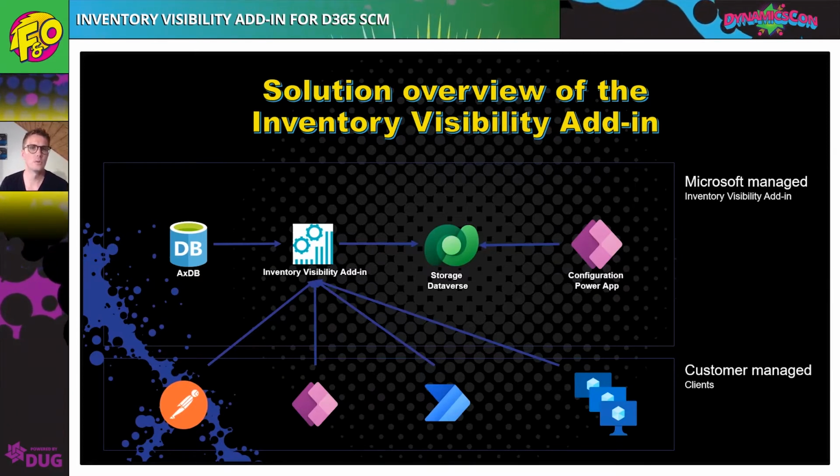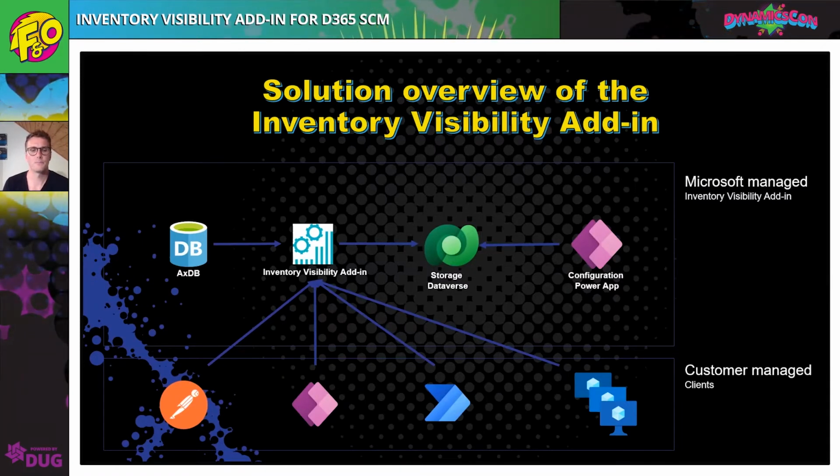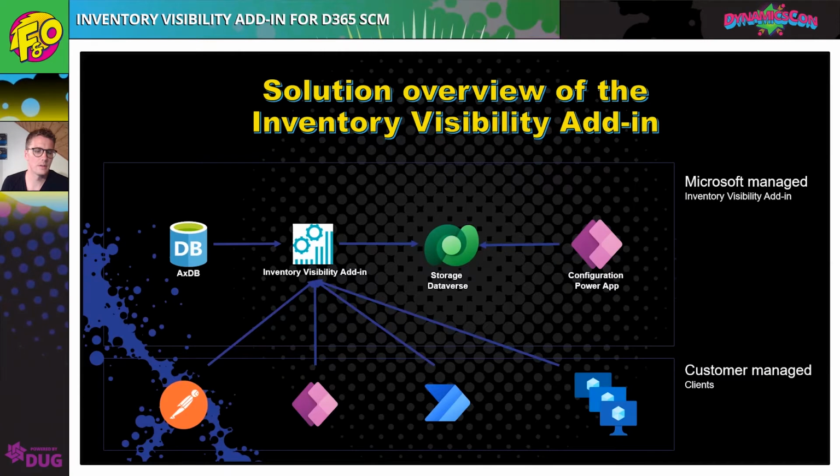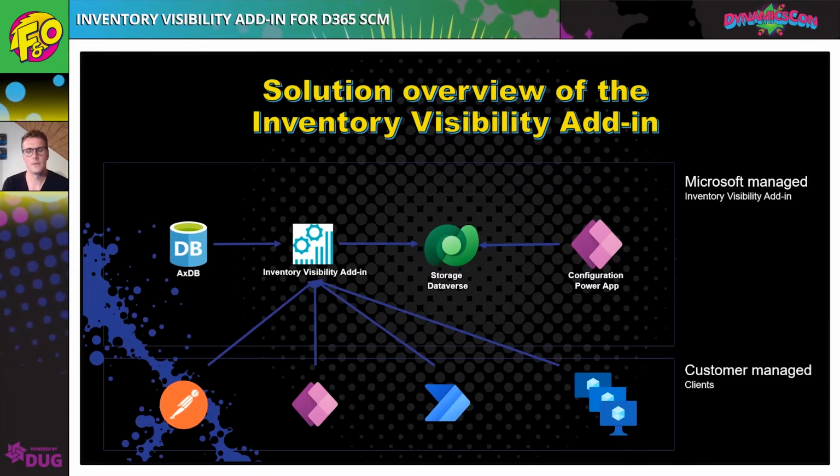that is used to receive the on-hand information and to put it in the Dataverse storage. So you're synchronizing your inventory information from AXDB, from F&O, via a microservice to the Dataverse storage, and you will consume the inventory information via this add-in, so via this microservice, and this one will also only query information from Dataverse and not from F&O.